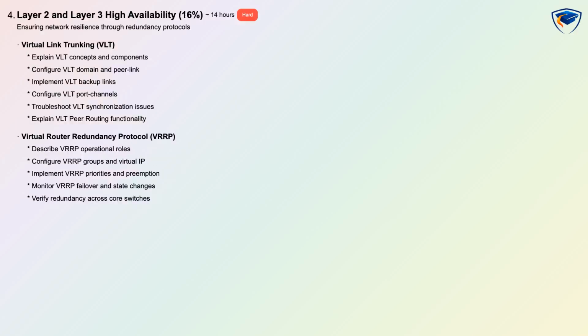Layer 2 and Layer 3 high availability carries 16% of the exam, is hard, and has an estimated 14 hours of study with scenario-based assessment. You will learn virtual link trunking concepts and components, set up VLT domains and peer links, implement backup links and VLT port channels, and troubleshoot synchronization or peer routing issues. You will also configure Virtual Router Redundancy Protocol groups and virtual IPs, tune priorities and preemption, monitor failover behavior, and verify redundancy across core switches.